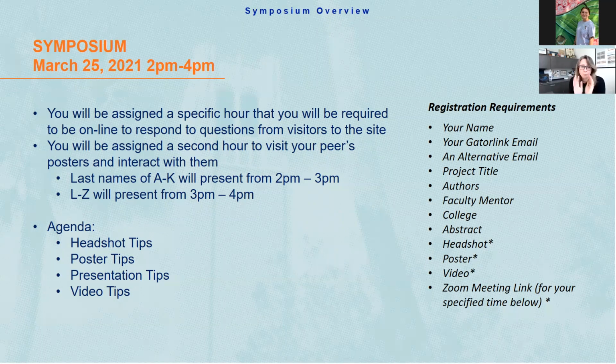The first part, from 2 to 3, is last names A through K. The second part, from 3 to 4, is last names L through Z. So you'll be presenting during those hours. The other hour that you're not presenting, you'll be the audience to your peers. That way we ensure that everyone gets someone to talk to, that everyone gets visited, and we make our way through the posters and everyone's happy.